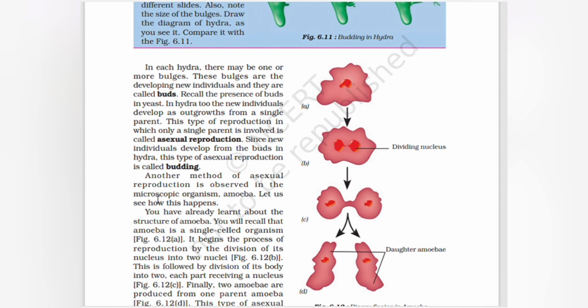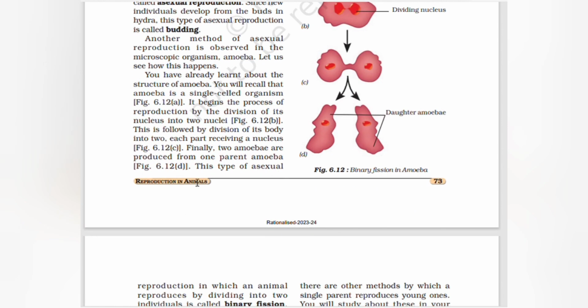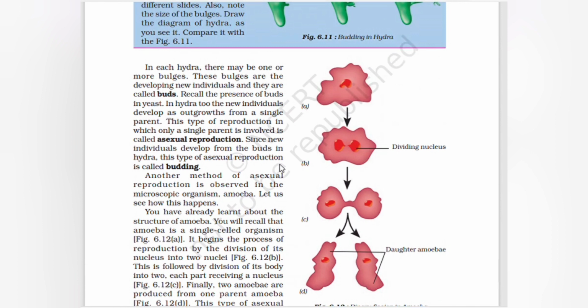Another method of asexual reproduction is observed in the microscopic organism amoeba. Let us see how this happens. We already learned about the structure of amoeba. We recall that amoeba is a single-celled organism. It begins the process of reproduction by the division of its nucleus into two nuclei. This is followed by division of its body into two parts, each receiving a nucleus. Finally, two amoeba are produced from one parent amoeba. Dividing one cell, dividing nucleus, daughter amoeba.